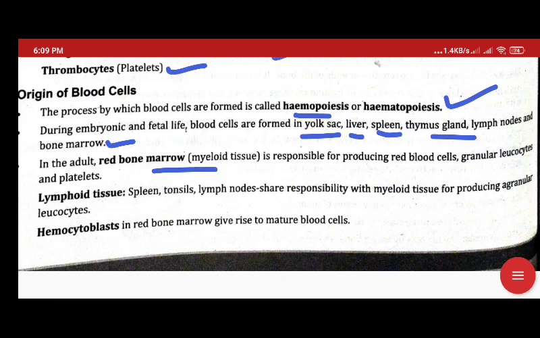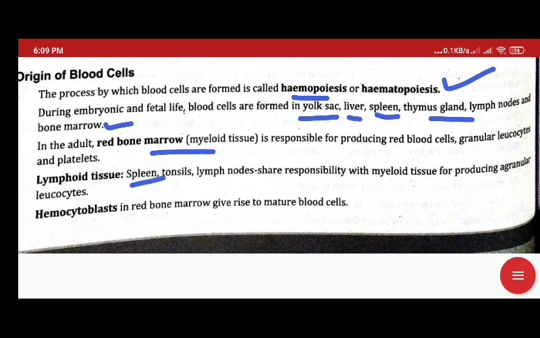It forms platelets and all WBC also. Lymphoid tissue is the immune system, that is spleen, tonsil, lymph node, that is also with granular nature. Hematocytoblast means red bone marrow that gives rise to blood cells.